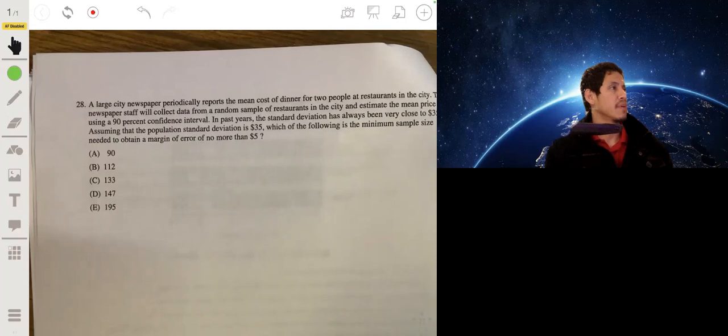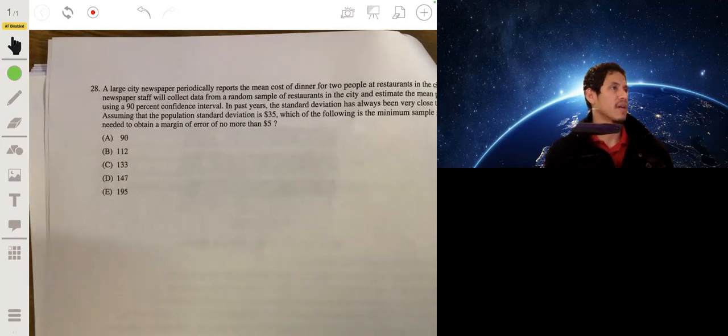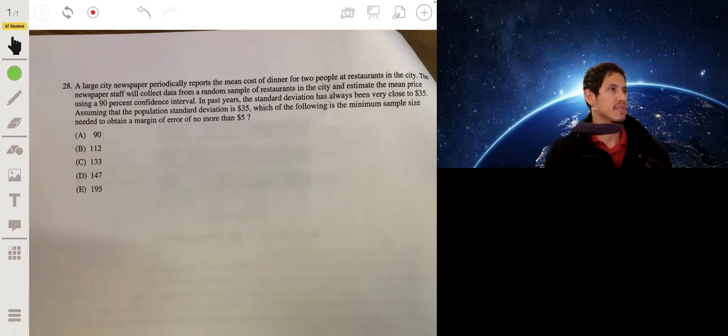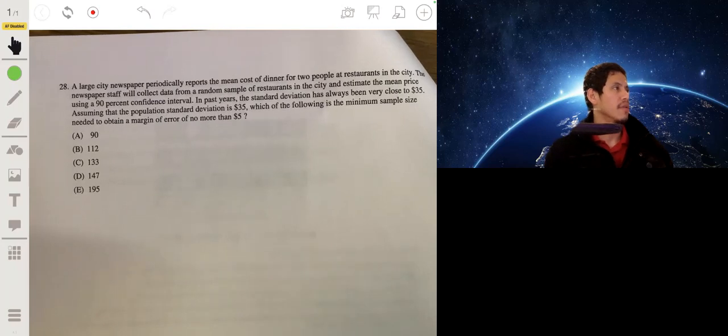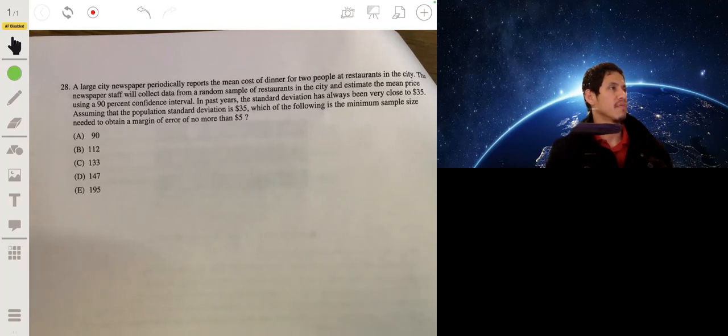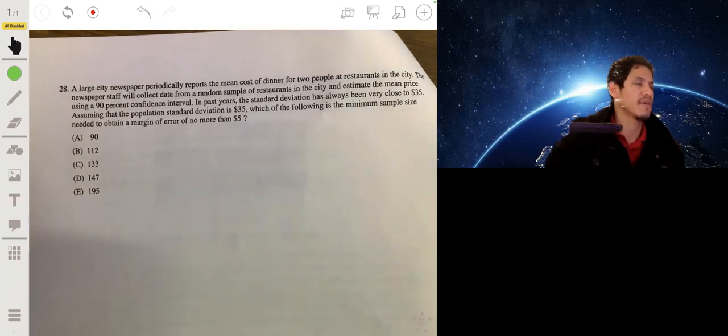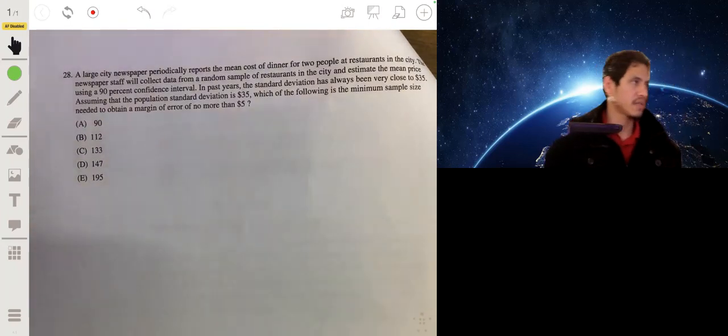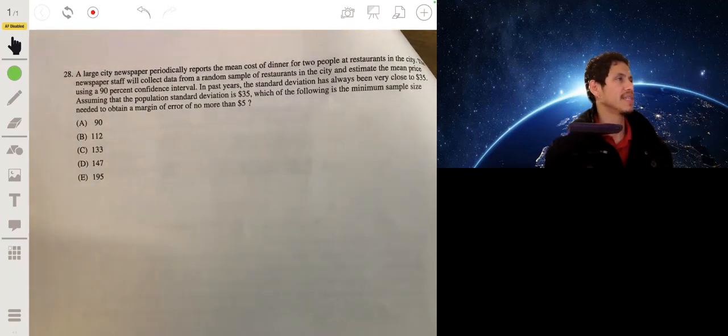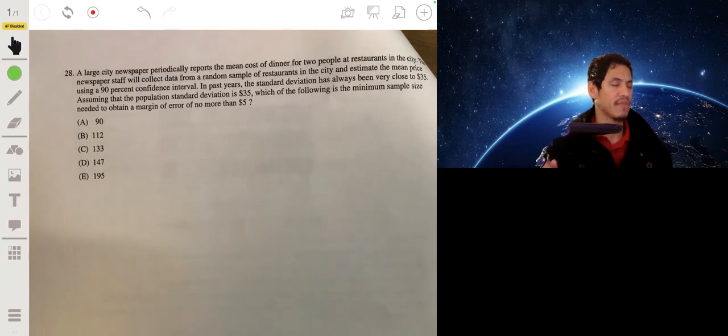28. A large city newspaper periodically reports the mean cost of dinner for typical restaurants in the city. The newspaper staff will collect data from a random sample of restaurants in the city and estimate the mean price of a dinner. In past years, the standard deviation has always been very close to $35. Assuming that the population standard deviation is $35, which of the following is the minimum sample size needed to obtain a margin of error no more than $5?